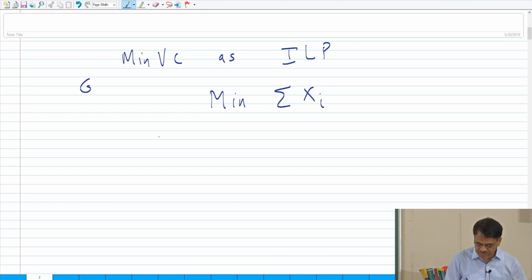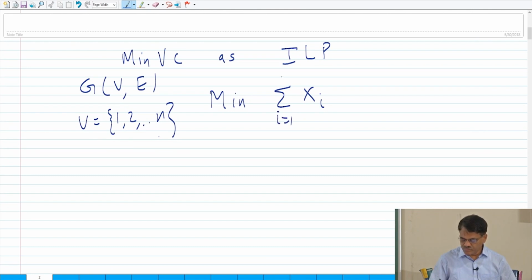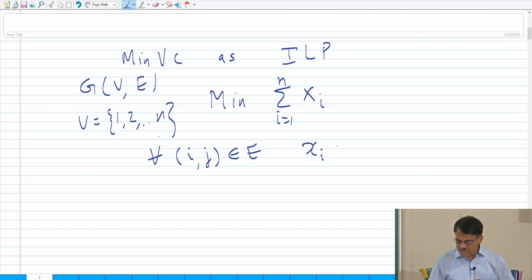So, my graph, and let us say V is 1 to n. Then I want to minimize summation xi. I want to minimize the number of vertices I pick into the solution. What is the constraint? xi plus xj. What are i and j? For all (i, j) in E, what do I want? xi plus xj is greater than or equal to 1, right.